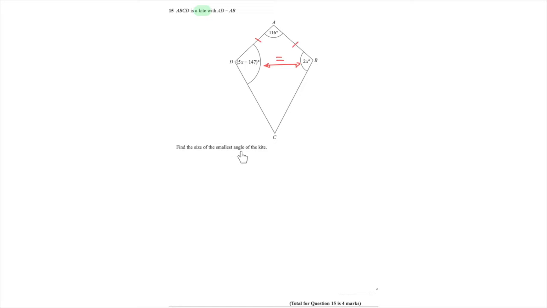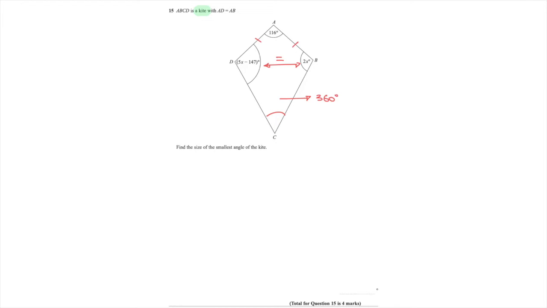Okay, so now that we've established that, let's see what the question wants. Find the size of the smallest angle of the kite. Well, the smallest angle will be down here. All I need to do is find that angle down there. And because this is a kite, I also know that all the angles inside this shape add up to 360 degrees, and I will need to use that when I need to find this angle down here.